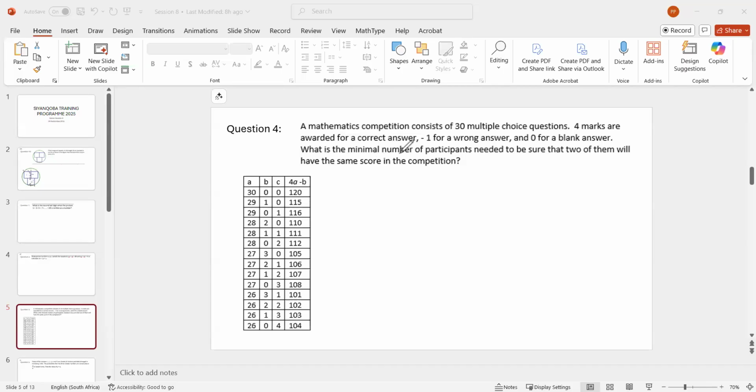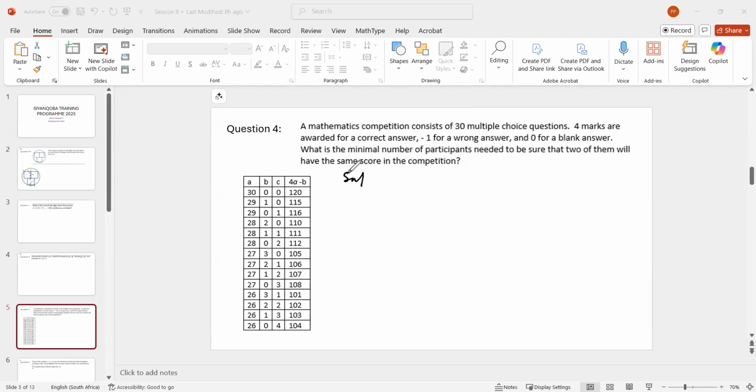Now the question is, what is the minimal number of participants needed to be sure that two of them will have the same score in the competition? Now that is quite a mouthful, all right? They ask, what is the minimal number of participants needed to be sure that two of them will have the same score? So let's take some possibilities.